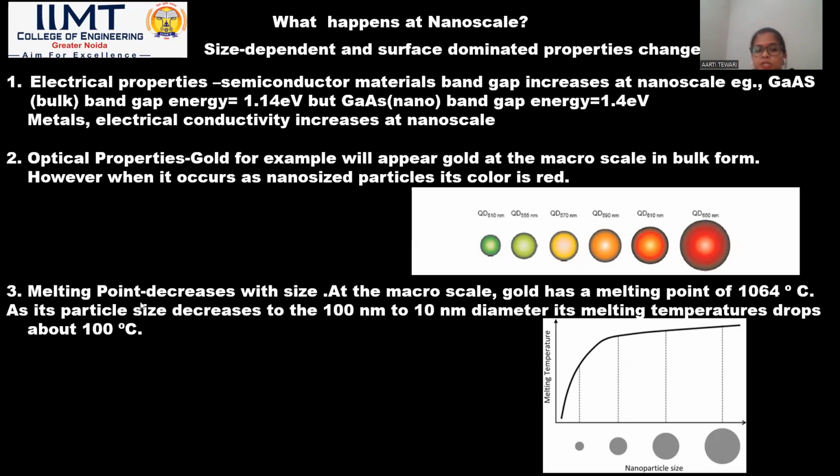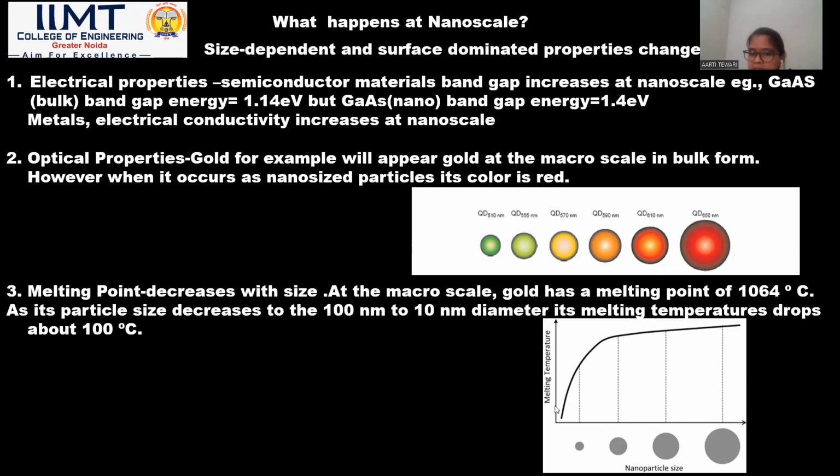The third property that changes is the melting point. You will see that the melting point decreases with size. In the figure, on the y-axis I have the melting temperature and on the x-axis I have the nanoparticle size. As I decrease the size of the particle, you can see there is a drastic drop in melting temperature, right? That means as I decrease the size of the material and take it to nanoscale, the melting temperature would also drop.